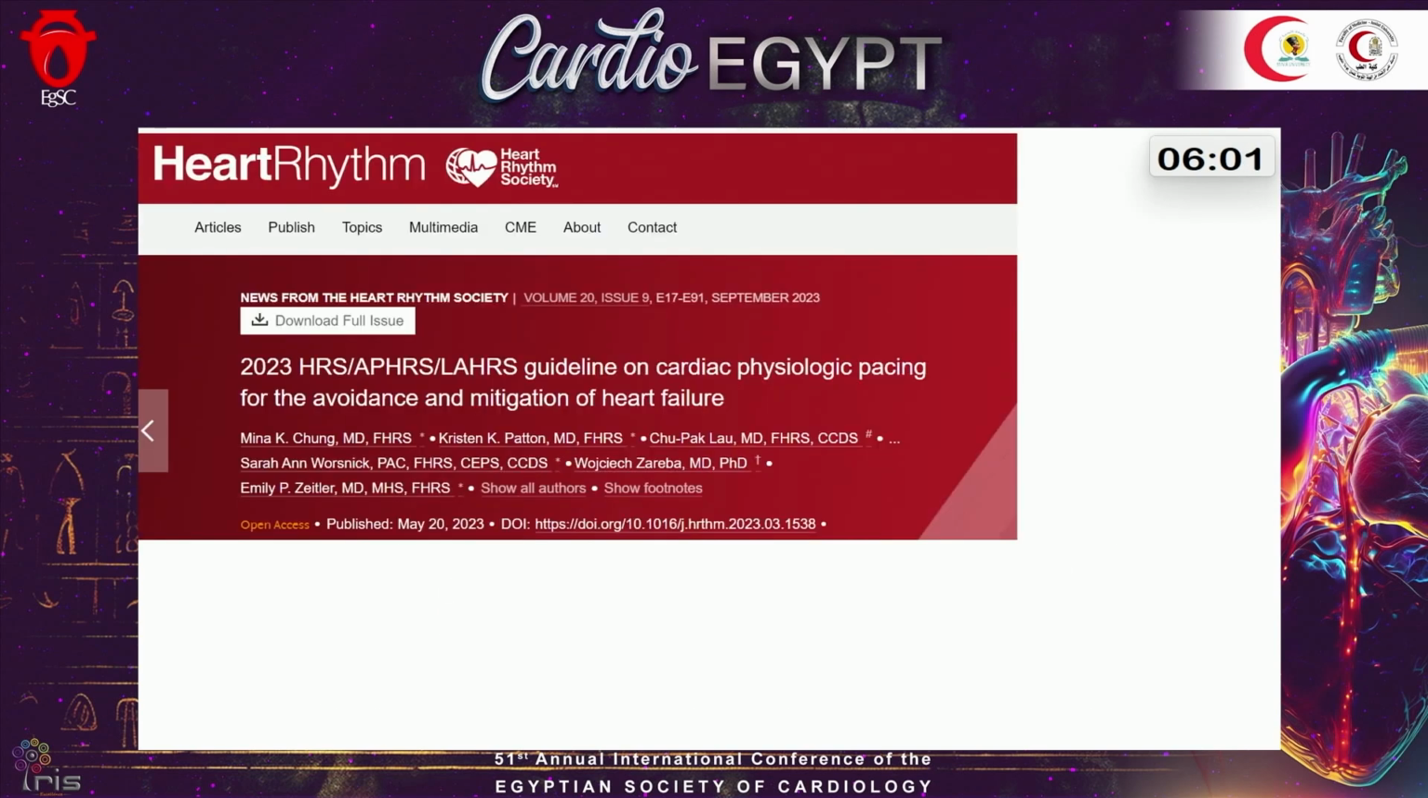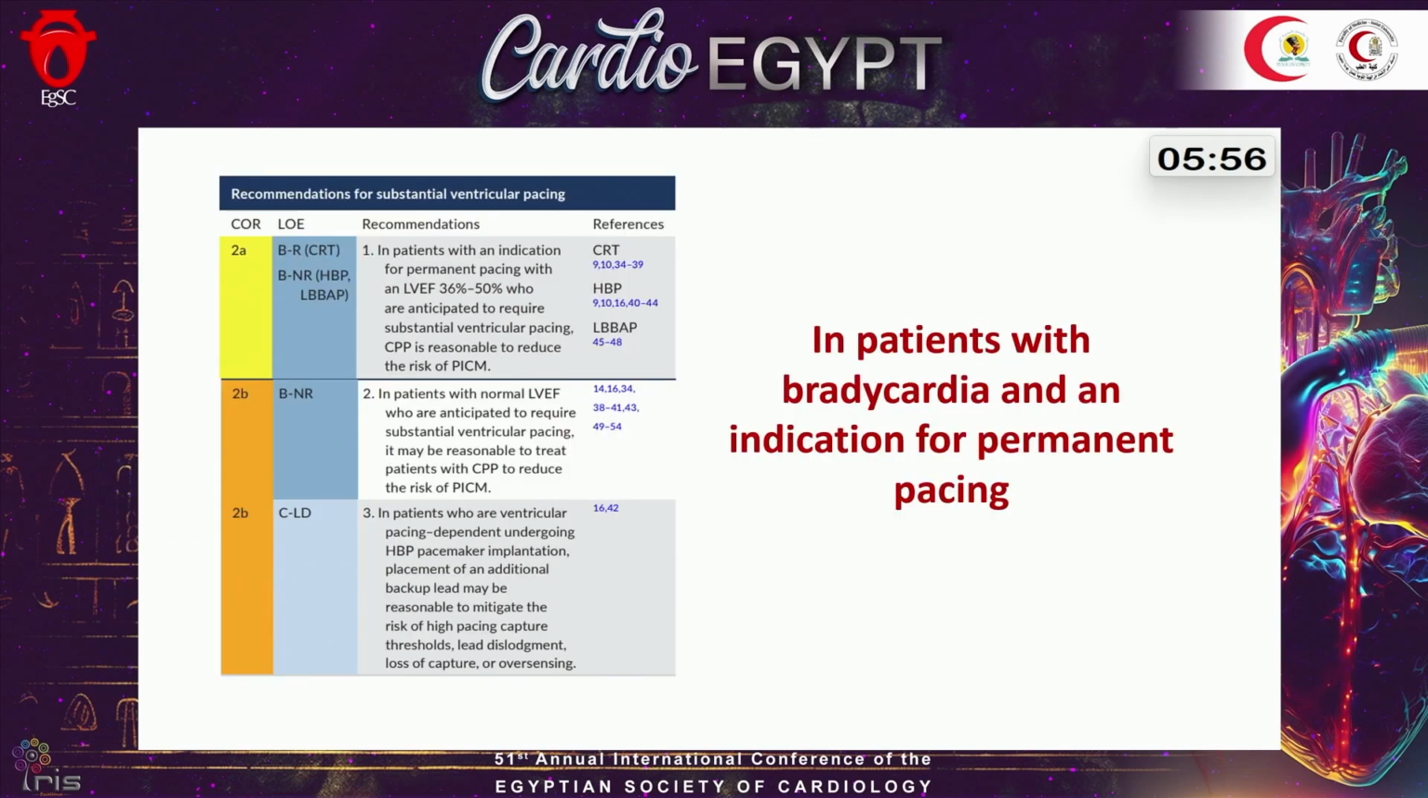That's why conductive system pacing became part of the last guidelines published by the Heart Rhythm Society. If your patient is indicated for pacing for a reason of bradyarrhythmia and you suspect that he has a substantial ventricular pacing burden, more than 20 to 40% of total time, you may implant conductive system pacing. But if he has a mid-range impaired ejection fraction from 36 to 50, which is not a strict indication for CRT, you can implant either CRT or conductive system pacing as a class 2A, head-to-head, to decrease the risk of pacing-induced cardiomyopathy.